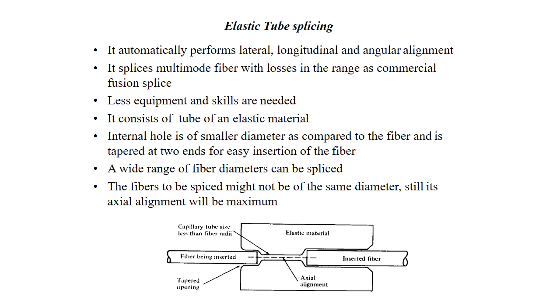The device is made of an elastic material. The central hole diameter is slightly smaller than the fiber to be spliced, and it is tapered on each end for easy fiber insertion. The fiber expands the hole diameter when it is inserted, so that the elastic material exerts a symmetrical force on the fiber. In this method, the fibers to be spliced do not have to be equal in diameter. Each fiber will move into position independently, relative to the tube axis.